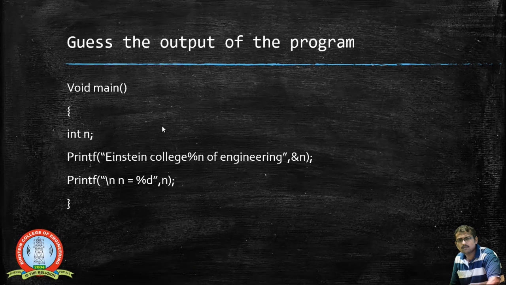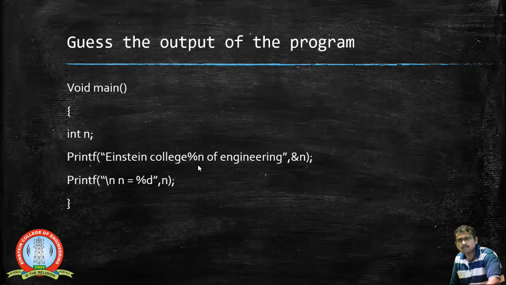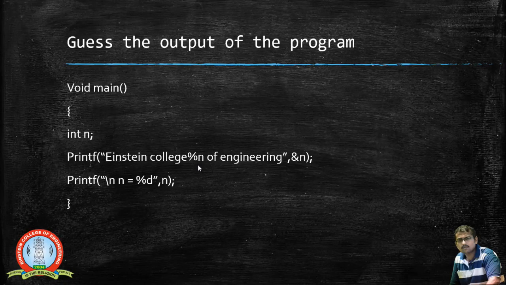And similarly, as we all know, \0 is a null character. Now we have a program. Can you guess the output of this program? What I am trying to print here is, inside the printf statement I am using a percentage symbol. Normally we use a percentage symbol in a scanf statement, as well as in a printf statement.